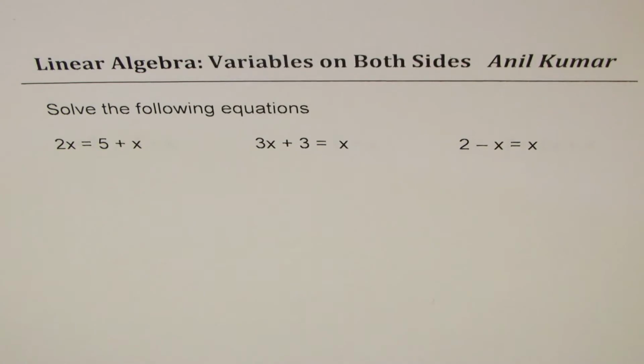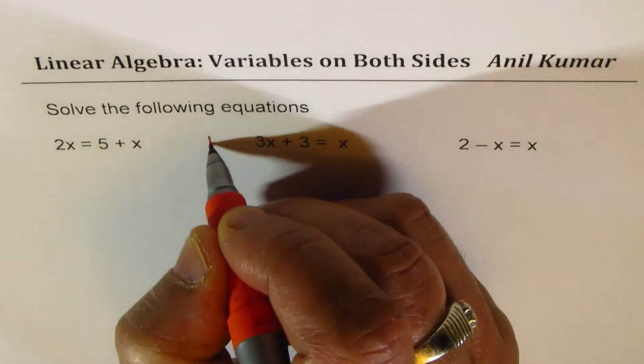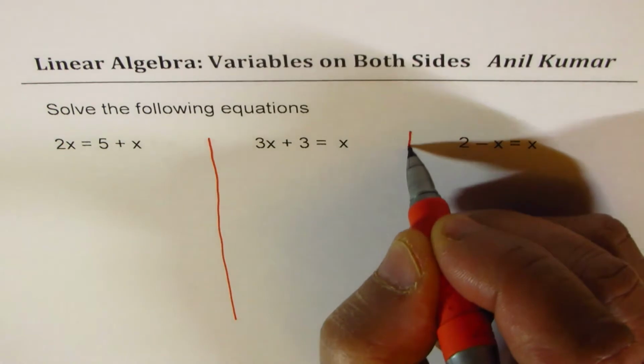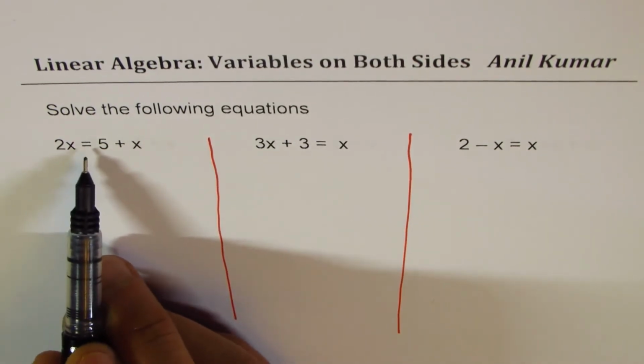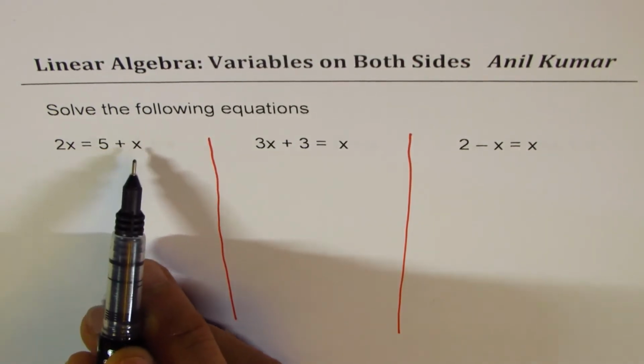Now let us take cases where x is on both the sides. So again, I have taken 3 simple equations to solve. As we move along, you'll find that this is not a very difficult exercise, right? And you'll enjoy working with it. So we have 2x equals to 5 plus x.